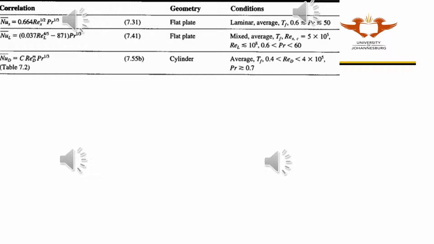Three correlations from the table are highlighted here. One of the conditions specified in these, is T, F, which is the film temperature. As you saw in a previous session, the film is the boundary layer, where temperature decreases from Ts, to T infinity. Hence there is an average temperature in the film, halfway between these temperatures, and this is known as Tf, the film temperature.